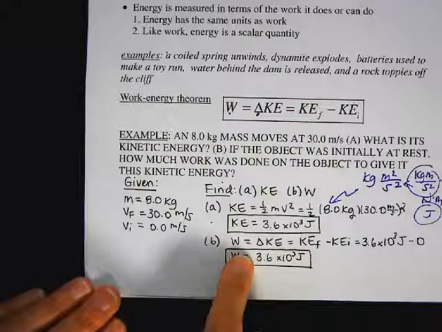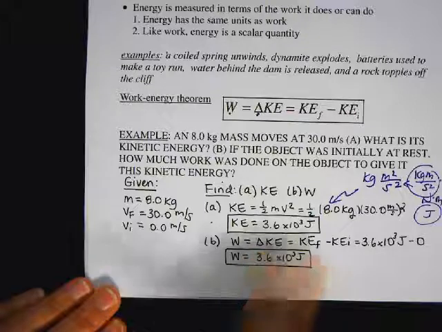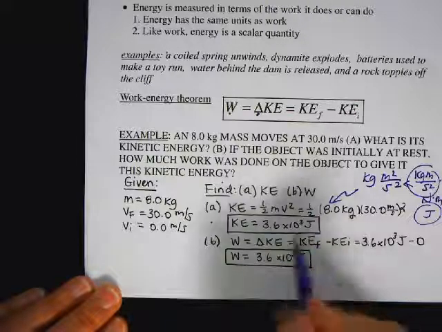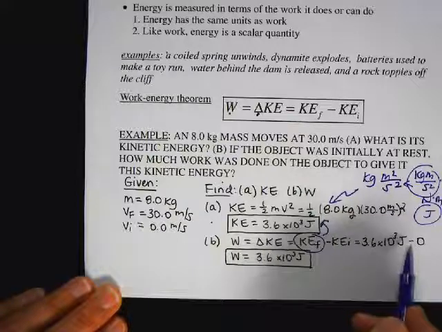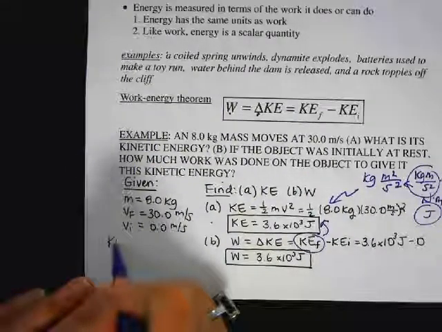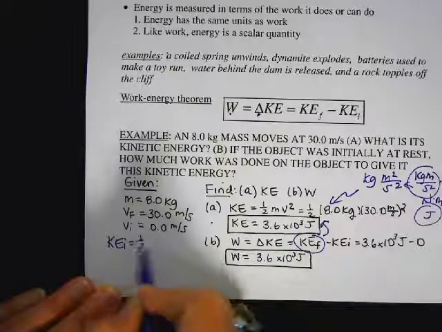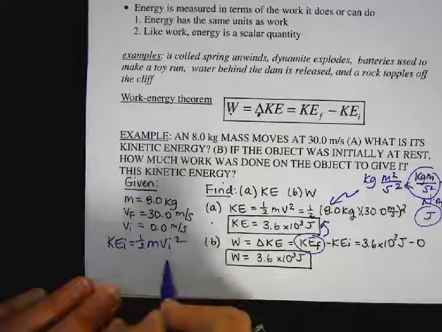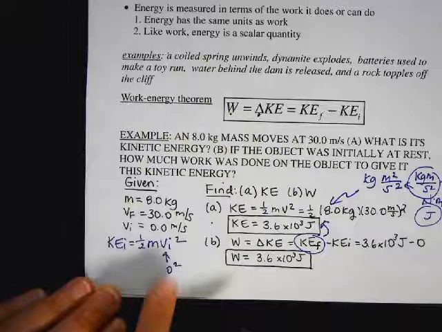Part B says how much work was done. So work is equal to the change in kinetic energy. So the final kinetic energy, which I already solved in Part A, minus the initial, which is 0. Because if I plugged it in, KEi is 1/2 m vi squared. Remember, vi is 0. So anything times 0 is 0.